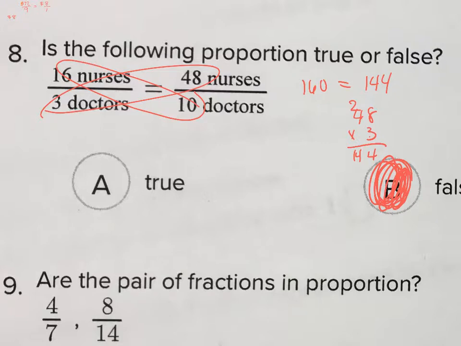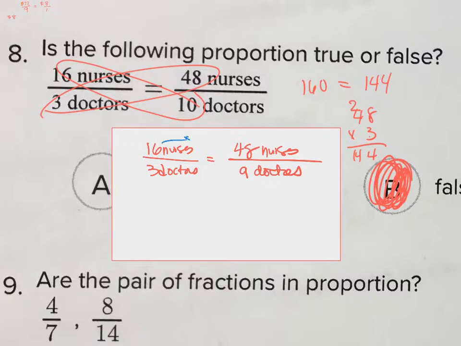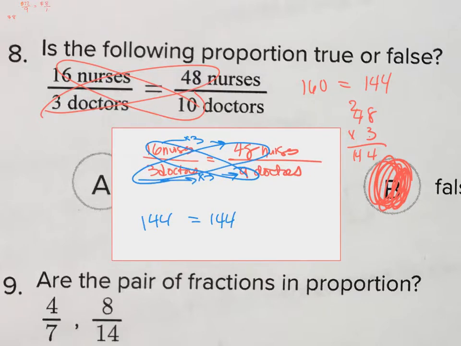But for the sake of the test, if I was to give you something like, make sure you know, if it was like 16 nurses, 3 doctors, is equal to, if I showed you this one, you would say this one would be true, for more than one reason, because 16 times 3 and 3 times 3 work out that way, but also because when you cross multiply, 3 times 48 is 144, and 16 times 9 is also 144. So in this case, it would be true.